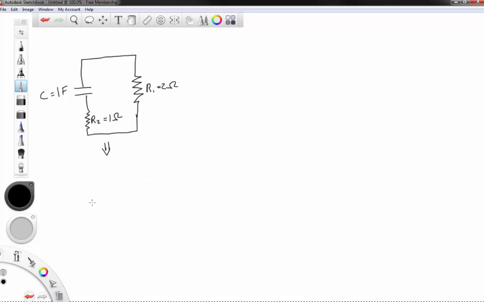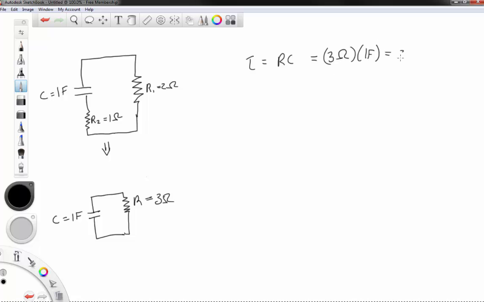This right here is of course equivalent to having a capacitor with a 1 farad capacitance that discharges across a single resistor with the equivalent series resistance to these two. R equals 3 ohms. So tau is equal to RC is going to be equal to 3 ohms times 1 farad. And so that's actually 3 seconds. So that's what the time constant is.